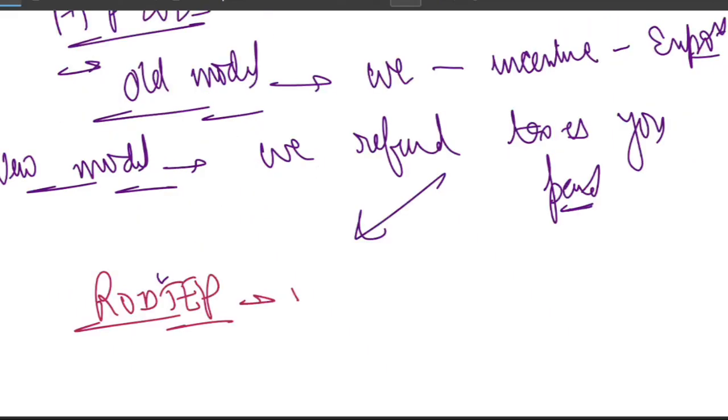So this ensured that India is fully compliant with the WTO rules. This ensured we are not giving any illegal subsidies. This ensured only returning taxes that should not be exported. So this is RoDTEP.